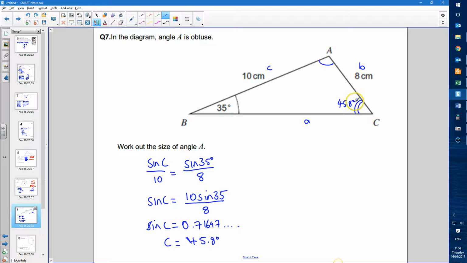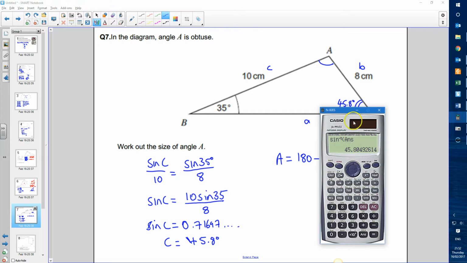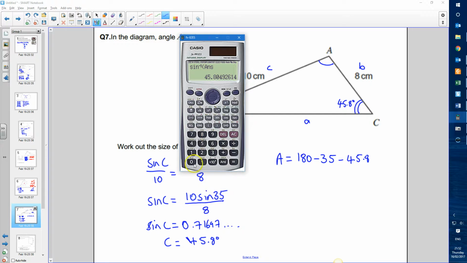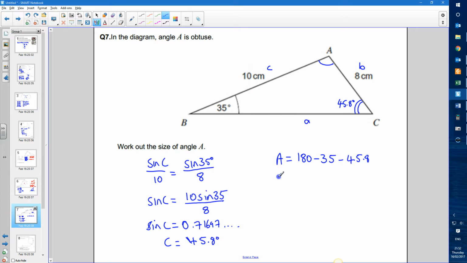Now, I know that the angles in the triangle sum to 180, so angle A is going to be equal to 180, take away 35, take away 45.8. So again, using my calculator, I'm going to keep this answer in my calculator, so we're going to say 180, take away 35, take away 45.8, which was the last stored answer, and that gives me 99.2 degrees.